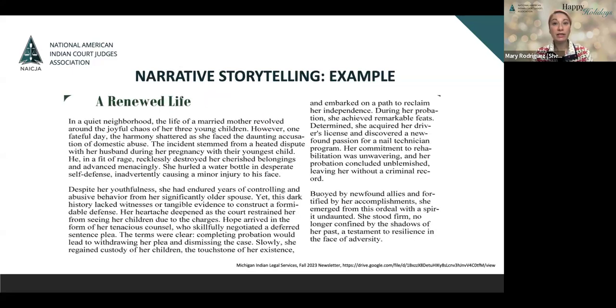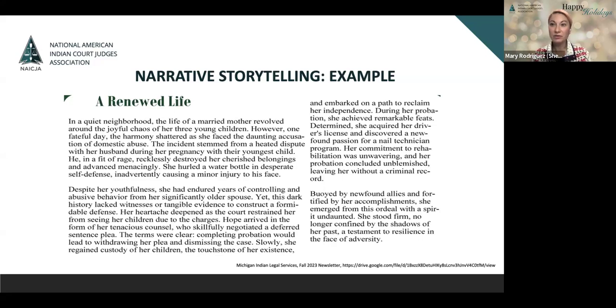Here we have a narrative story example. So this was taken from Michigan Indian Legal Services. They do have a newsletter that goes out in the fall. And here is a story about a person that went through services through Michigan Indian Legal Services.